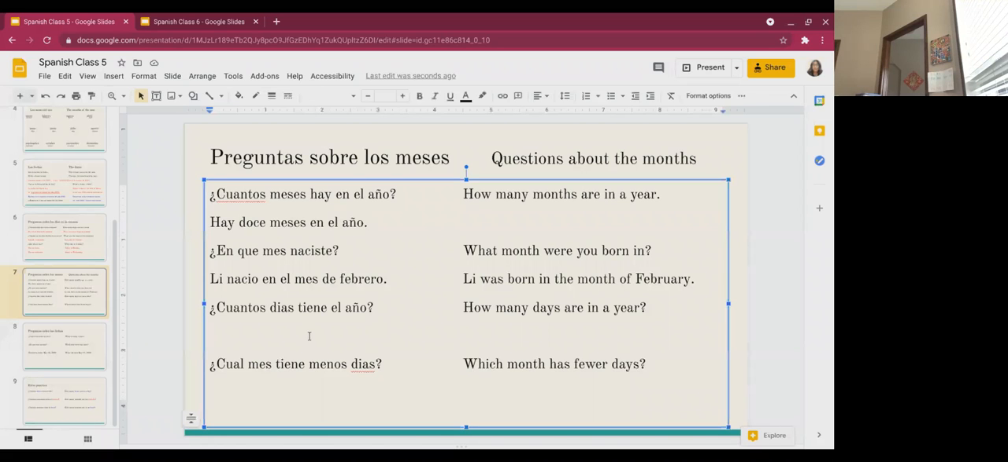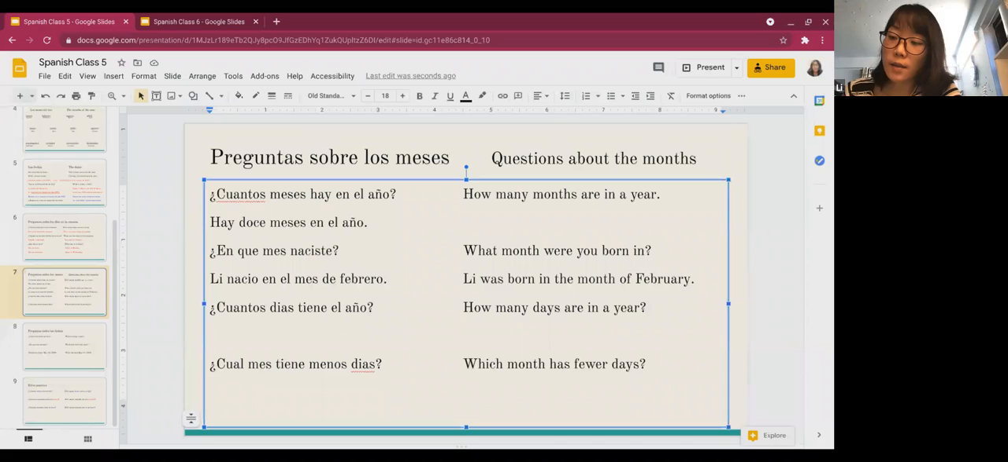Okay, so here I had added these questions. ¿Cuántos días tiene el año? Right? Would somebody be able to tell me that in Spanish? A regular year without a leap year? 365 días tiene el año. Muy bien, Lee, excelente.